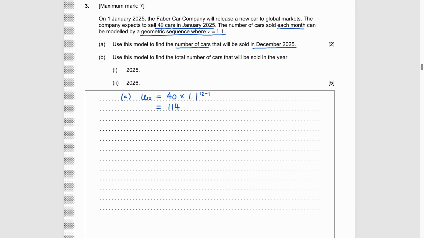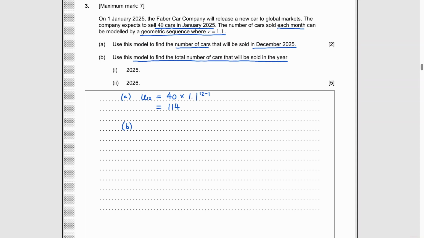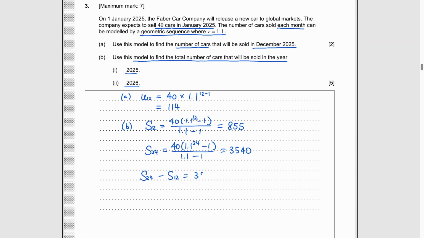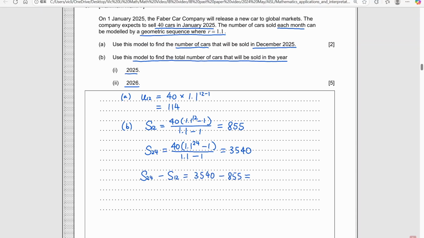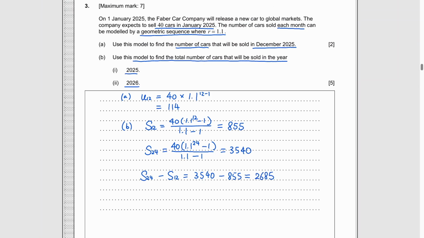Part B. First, we want the total number of cars sold in 2025. There's a geometric series with 12 terms. So we apply the sum formula with n equals 12. The result is 855. Next, we want the total number of cars sold in 2026. For that, we first calculate S24, which is the total for both 2025 and 2026. Then subtract S12 to remove the 2025 sales. That gives us the net number of cars sold in 2026.